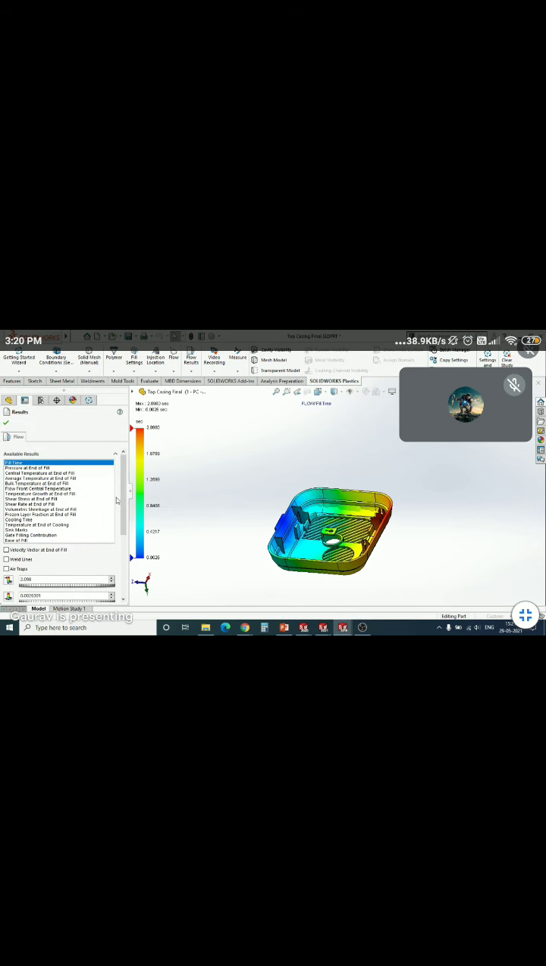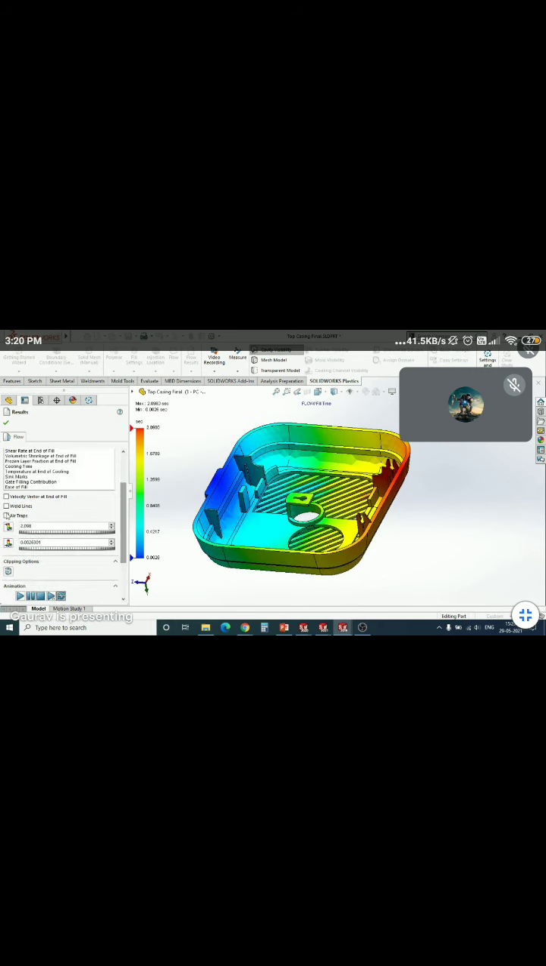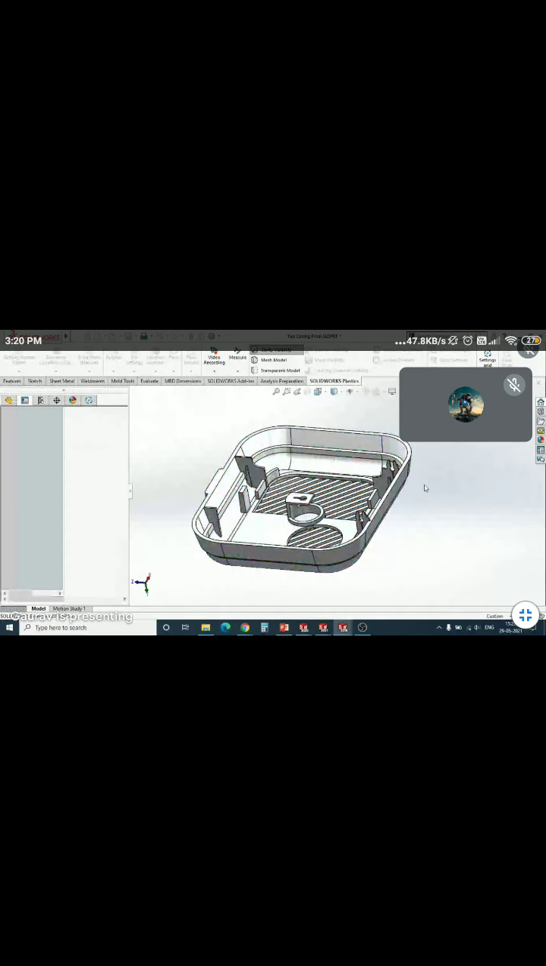Let me just play. Yes. So this is how the molten plastic would be entering the gate location that I've specified here, correct? And various results like air traps, if they are occurring, then what is the pressure at the end of fill, are there any sink marks, right? A number of results can be checked.